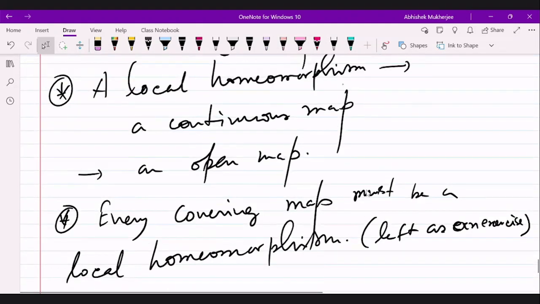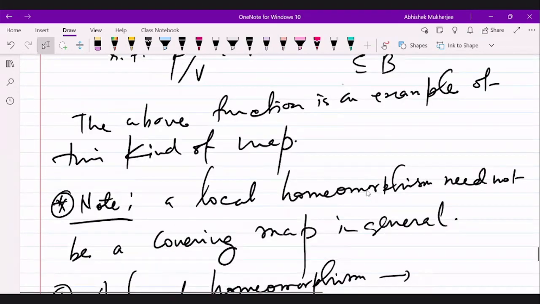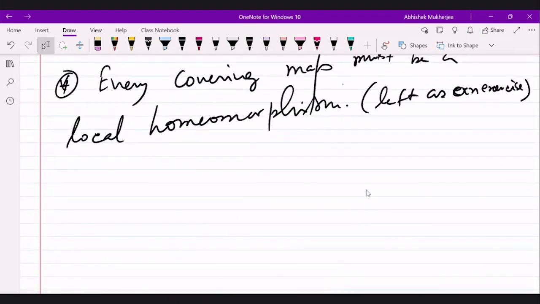Because there will be a problem if you have been looking around that example of R being a covering space of S1. If you take any neighborhood U, any part of that S1, you have seen that this is nothing but a collection of small intervals, right? So P inverse U will be a union of these small intervals, right?